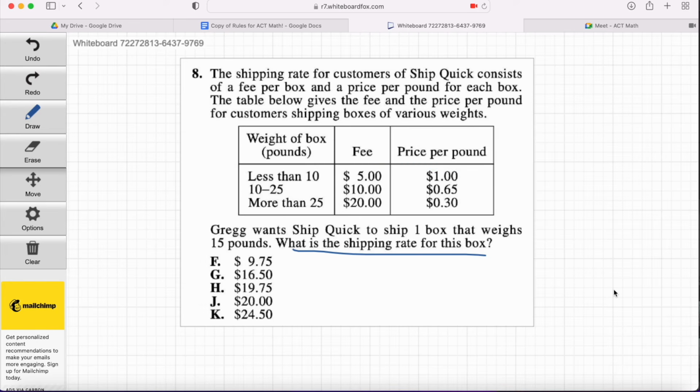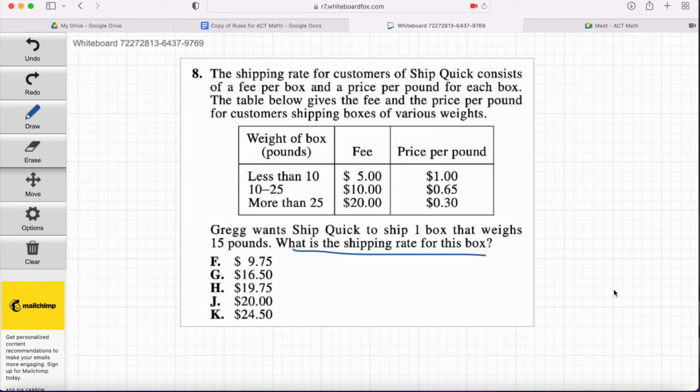I'm going to start with the first part here. So we know that if the box is less than 10 pounds, what is the fee? The fee is $5. Per pound is $1. Good. So there's a fee and then some rate per pound as well.